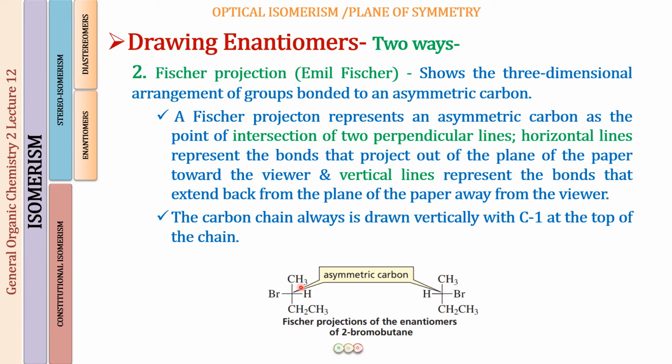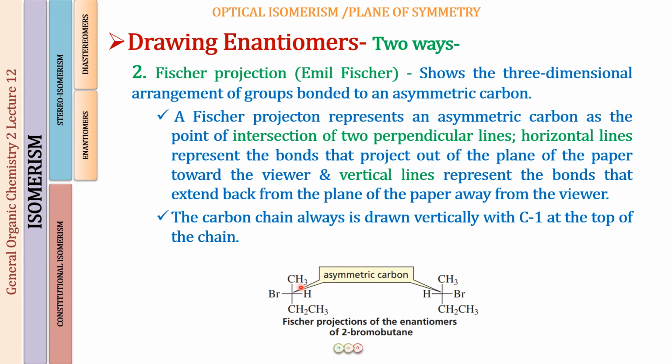If you remember seeing in the previous lectures the model where I showed you the various representations, I told you for the wedge and dash representation also, when a carbon and two of the groups were on the plane of paper, one was coming towards you and one was going backward. Please do watch the previous lectures if you've not watched them.